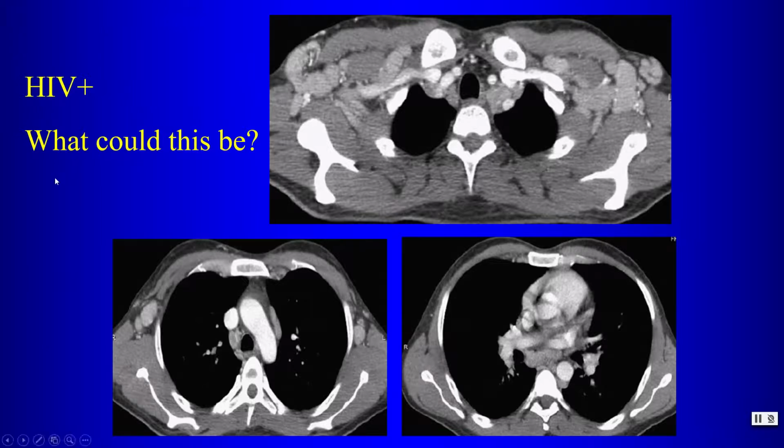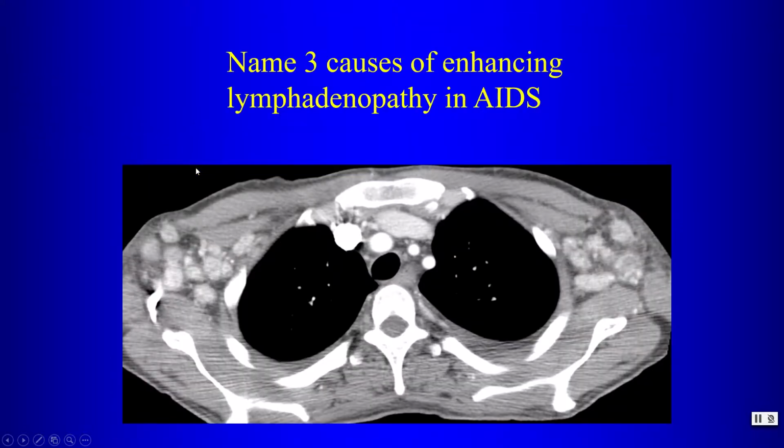Now, if I tell you that this patient is HIV positive and we look on the imaging, we notice that there are these enhancing lymph nodes in the axilla, also some enhancing nodes in the mediastinum, and some perihilar lymph nodes. Well, what could this be? What might give you enhancing lymphadenopathy in patients with AIDS?